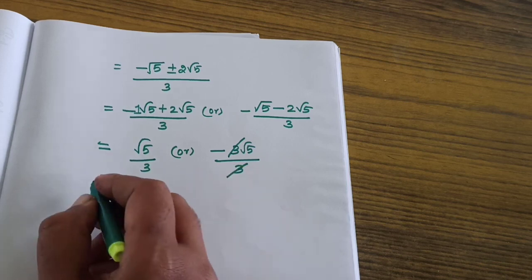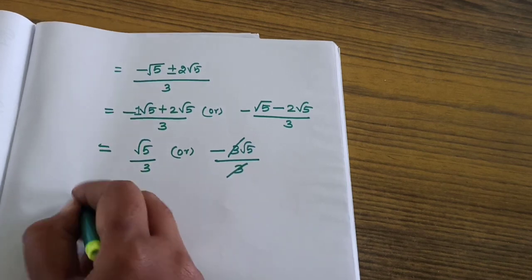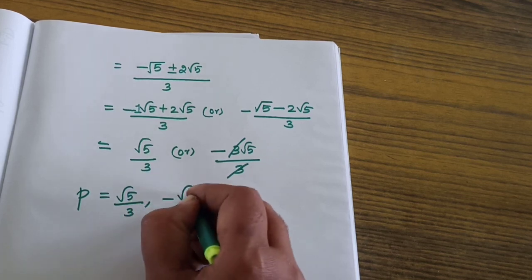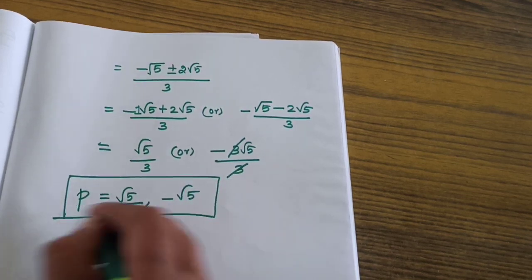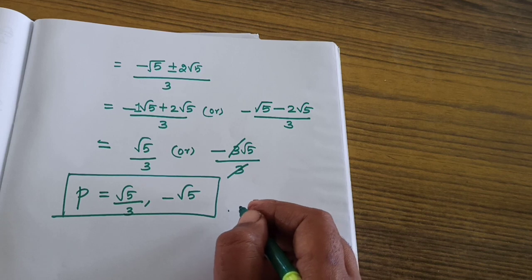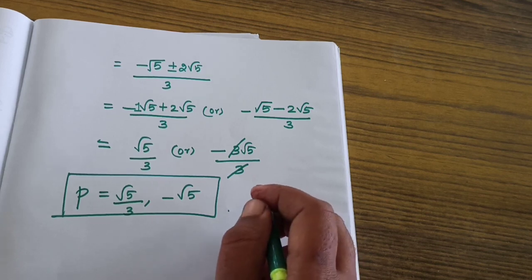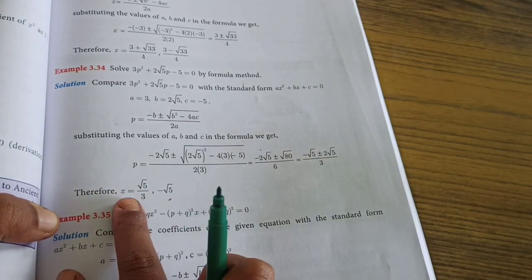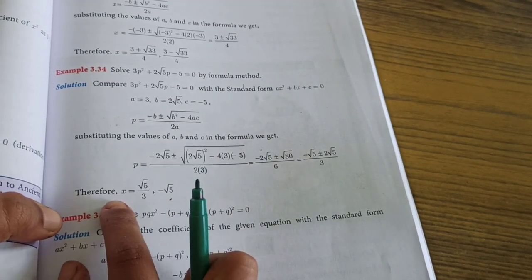Since the variable is p, no? So p is equal to root 5 by 3 comma root 5. This is the final answer. Okay. But in the textbook, see the textbook here, they give the x value. It is not x, but you need to put it as p only.